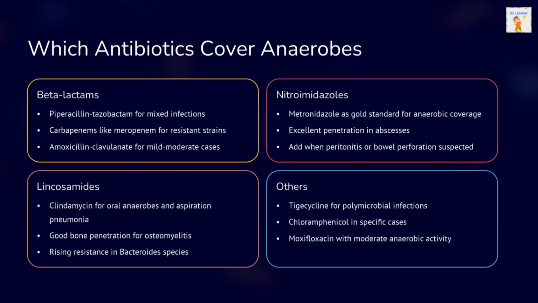Now, which antibiotic covers anaerobes? From the beta lactam group, piperacillin tazobactam is having some anaerobic cover. Carbapenems like meropenem can cover even resistant strains. And amoxiclav also can cover mild to moderate cases. Lincosamides, that is clindamycin, is also an option for oral anaerobes and aspiration pneumonia. It has got good bone penetration for osteomyelitis, however, there is rising resistance in Bacteroides species. Nitroimidazoles, that is metronidazole, is a gold standard for anaerobic coverage. It has excellent penetration in abscesses, and we add metronidazole when peritonitis or bowel perforation is suspected. And amongst others, tigecycline for polymicrobial infections, chloramphenicol, and moxifloxacin. These are other options.